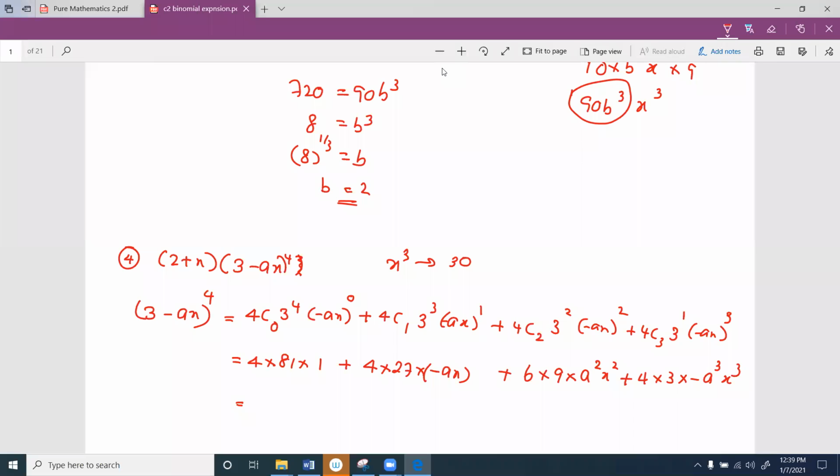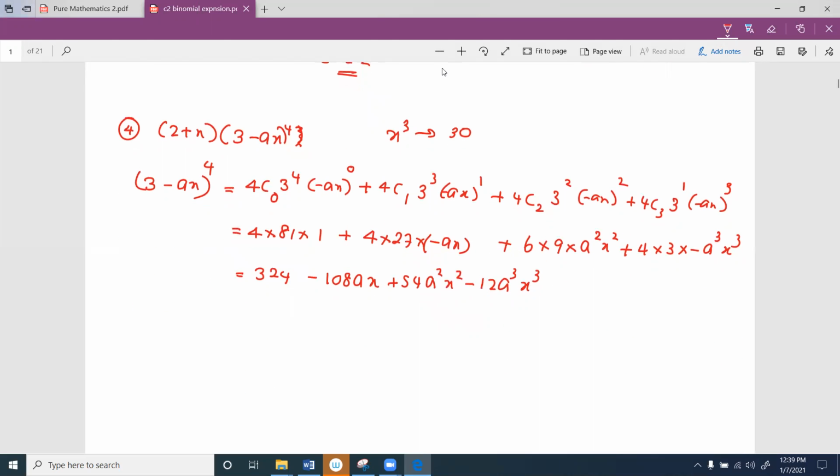So it turns out to 81 into 4 is 324, and minus 27 into 4, that is 108ax. So this is 6 into 9, 54 a squared x squared, and this is minus 12 a cube x cube, right? Then this expression has to be multiplied by (2 + x), because when you multiply this expansion by 2 plus x, only then the x cube coefficient becomes 30, right?